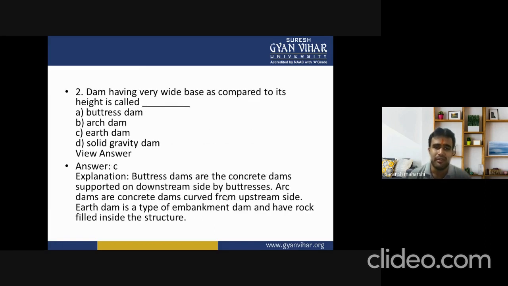Next, a dam having a very wide base as compared to its height is called: option A, buttress dam; option B, arc dam; option C, earth dam; option D, solid gravity dam. So the correct answer is option C, earth dam, because buttress dams are concrete dams supported on the downstream side by buttresses. Arc dams are concrete dams curved from the upstream side. Earth dam is a type of embankment dam and has rock filled inside the structure.